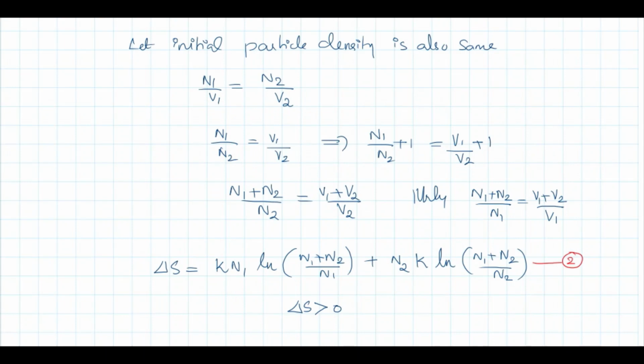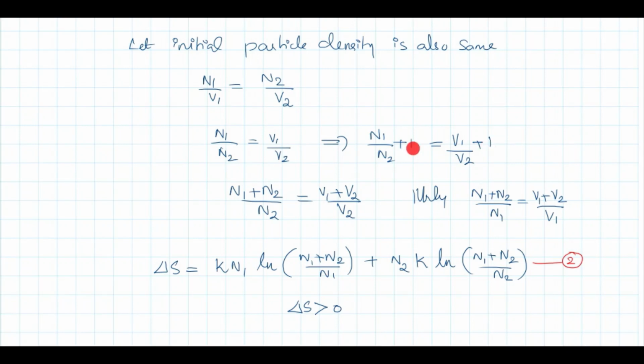Now, let the initial particle density also be the same. Particle density means the number of particles per unit volume. For the first compartment it is N1 by V1, and for the second compartment it is N2 by V2. Both compartments have the same particle density, meaning these are equal. So I can write N1 by N2 equal to V1 by V2. Take N2 to the denominator and V1 to the numerator. Then add a 1 on both sides.